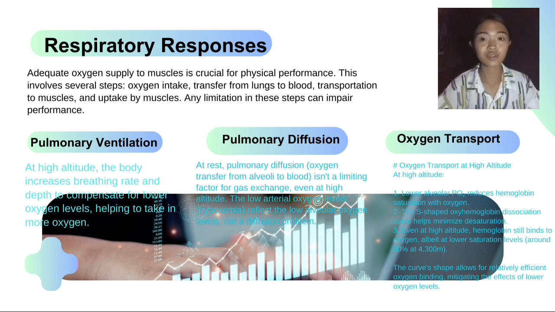Then pulmonary diffusion is oxygen transfer at high altitudes. So at rest, the lungs can still efficiently transfer oxygen from the air into the blood, and even at high altitude, the main issue is the lower oxygen levels in the alveoli, which leads to lower oxygen levels in the blood, which is hypoxemia. The lungs' ability to diffuse oxygen isn't the limiting factor.